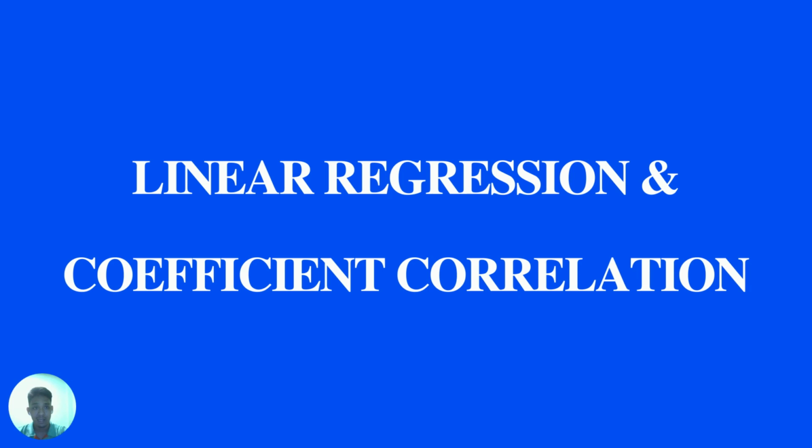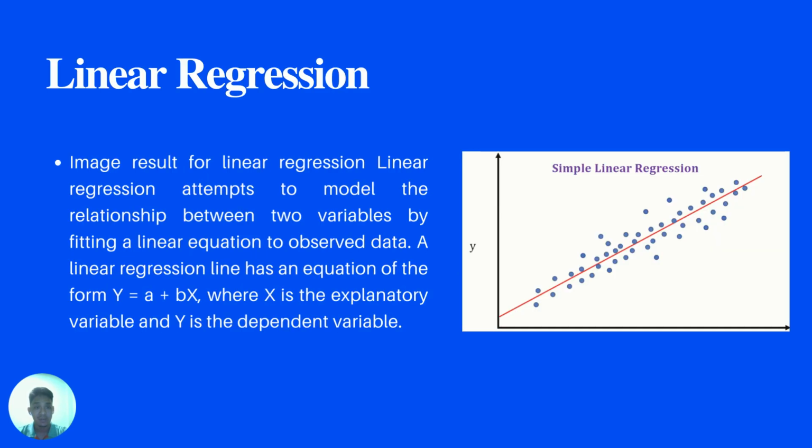Next is linear regression and correlation coefficient. First is linear regression. Linear regression attempts to model the relationship between two variables by fitting a linear equation to observed data. A linear regression line has an equation of the form y equals a plus bx, where x is the explanatory variable and y is the dependent variable, or the slope-intercept form y equals mx plus b. This is a picture of a simple linear regression, and I have a problem here that we are going to solve.